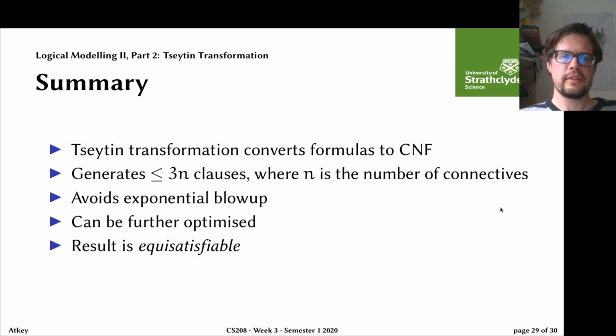So in summary, the Tseytin transformation converts formulas to CNF, and it generates less than 3n clauses where n is the number of connectives, and we can make this a bit better by doing some optimizations as well. But the main point is that it avoids the exponential blow-up inherent in the multiplying out the brackets transformation. And it's important to remember the result is equisatisfiable, not equivalent to the original.